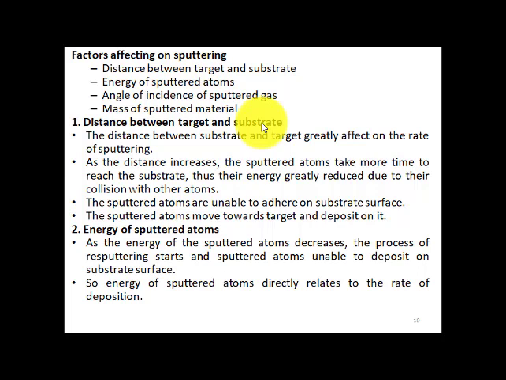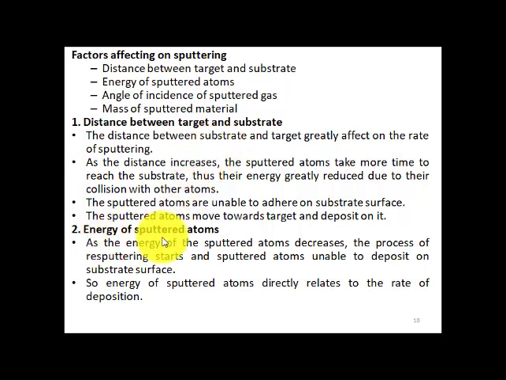Distance between target and the substrate. The distance between substrate and target greatly affects the rate of sputtering. As the distance increases, the sputtered atoms take more time to reach the substrate, thus their energy greatly reduces due to their collision with other atoms. The sputtered atoms are unable to adhere to the substrate surface if the distance between the target and the substrate is very large. The sputtered atoms move towards the target and deposit on it if the distance is not very large. So it is very necessary that the distance between the target and substrate should be reasonable so that the target atoms can be deposited on the substrate.